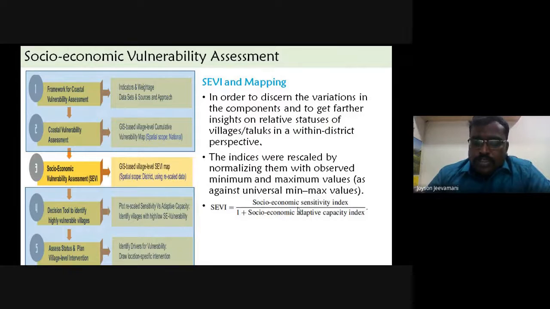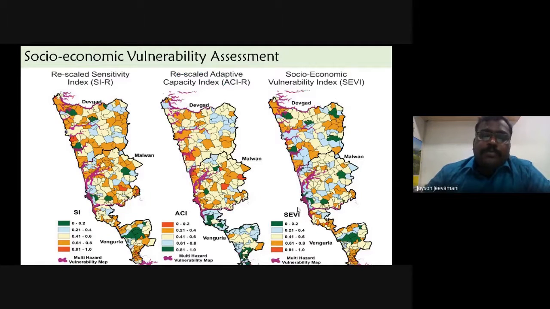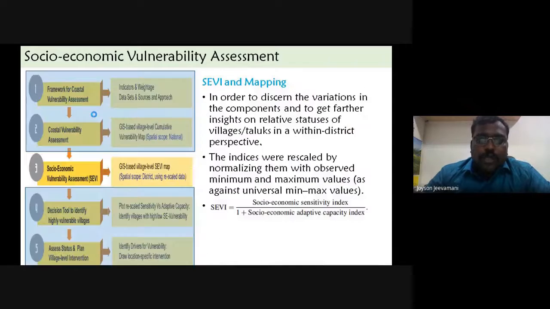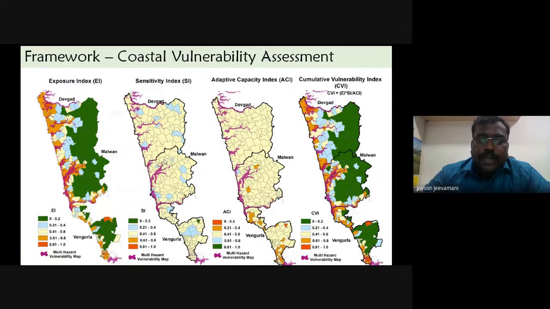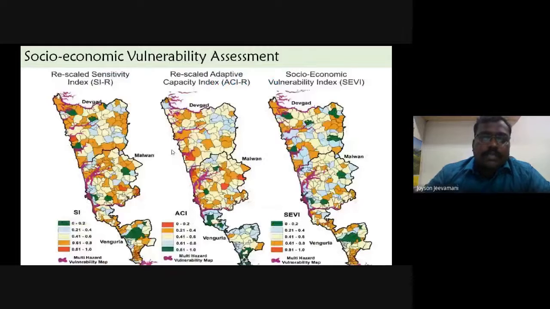So we use these values and then we map it. Here we can see how the dispersions are clearly visible. Here we do not have much variation, but when we do this analysis and this rescaling, we are able to extract more variation in terms of sensitivity, adaptive capacity, and the overall socioeconomic vulnerability. This is done in order to have a local specific intervention. So this is how we did it.